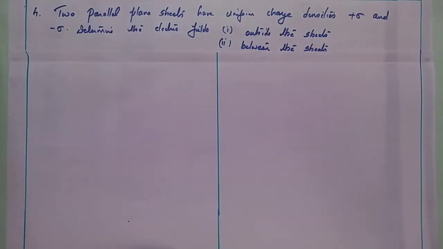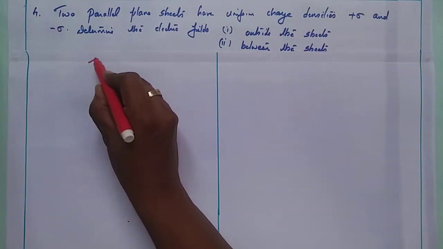Now the fourth question: two parallel plane sheets have uniform charge densities plus sigma and minus sigma. Determine the electric fields outside the sheets and between the sheets. So it is based on the second application of Gauss's theorem, that is, electric field at a point due to a plane sheet. Okay, so two sheets are given.